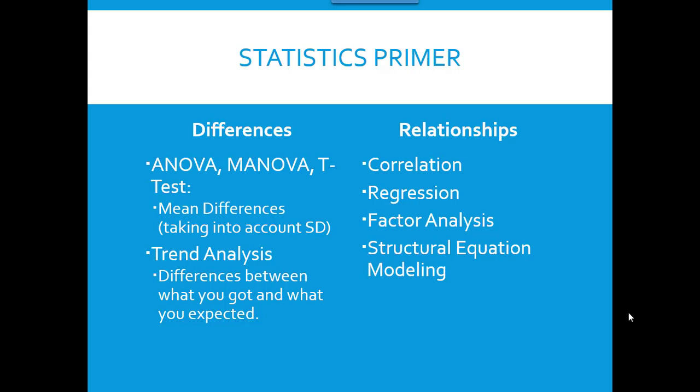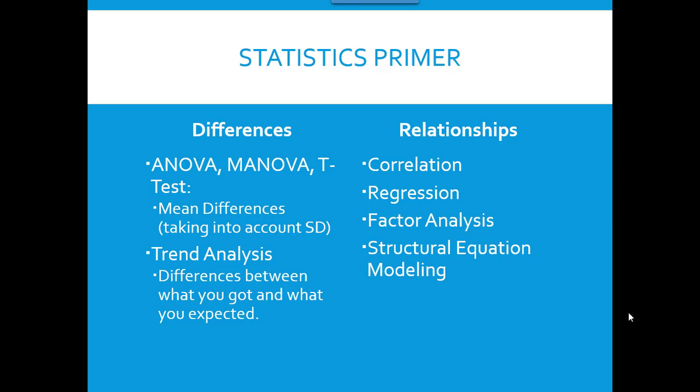I don't expect you to know how to do trend analysis after today's discussion. There are other discussions specifically on trend analysis for you to look at in terms of interventions and how that's done in the schools. What I really want you to get out of it is that these things, ANOVA, MANOVA, t-test, and trend analysis, those all measure differences. Whereas if you see these other things, correlations, regressions, factor analysis, or structural equation modeling, those things are looking at relationships. Is A related to B?